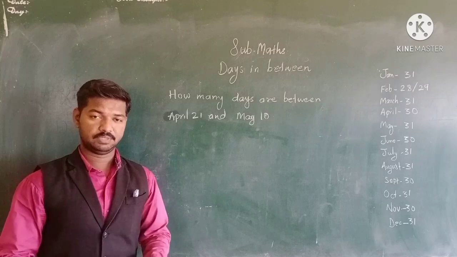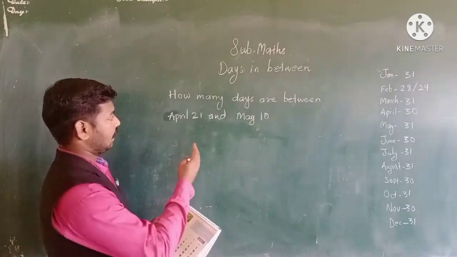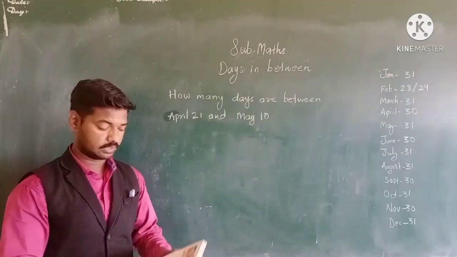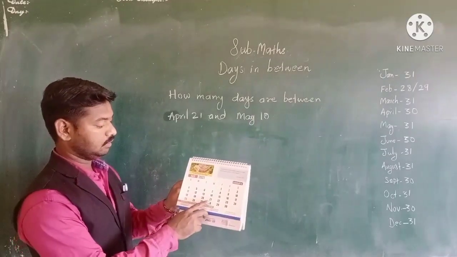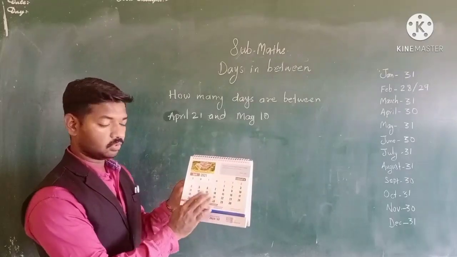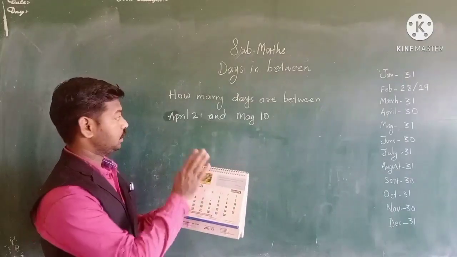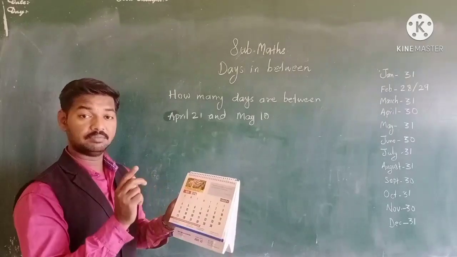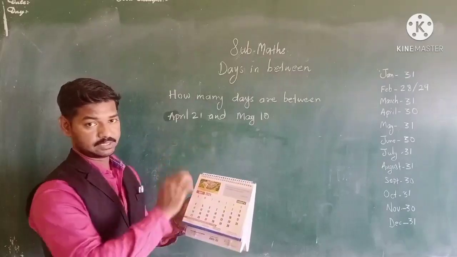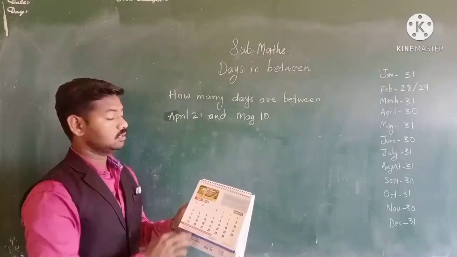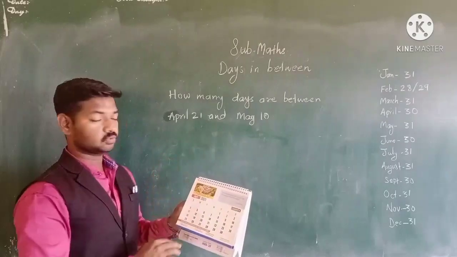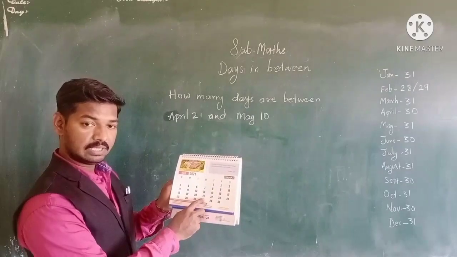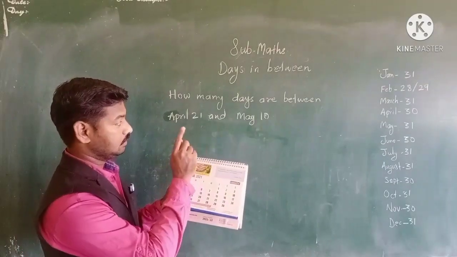Okay, so with the help of a calendar we can find out how many days are between April 21 and May 10. See here, April 21 is there, so we are not going to include the days which are given. Why? Because we are going to find out how many days are between these two days. So after 21 we have to count the number of days till 10 May.